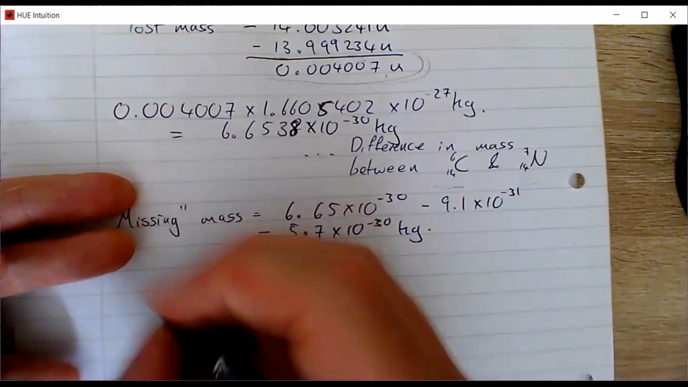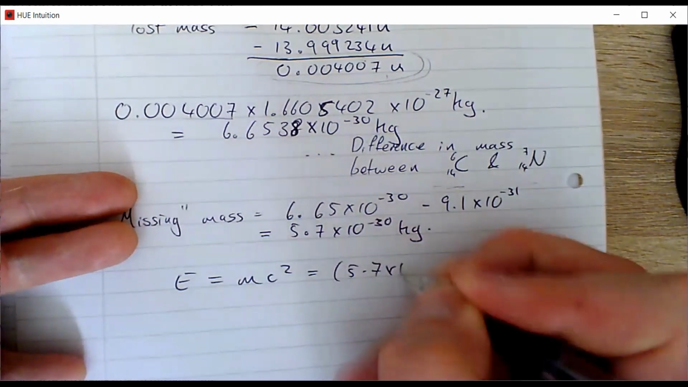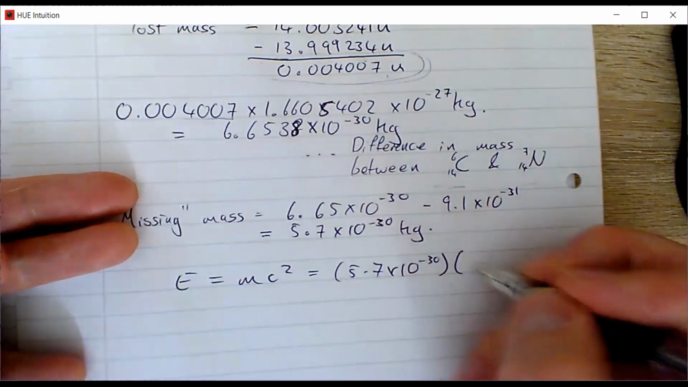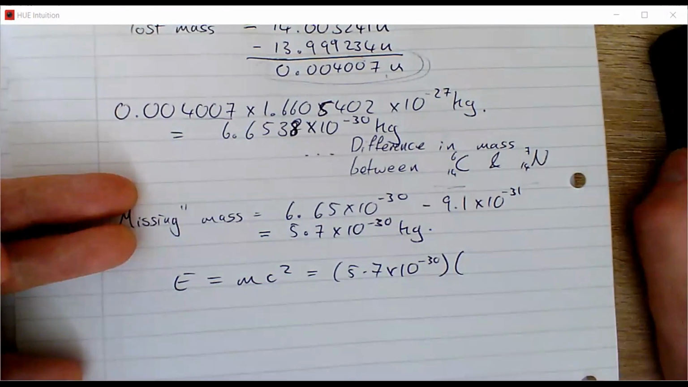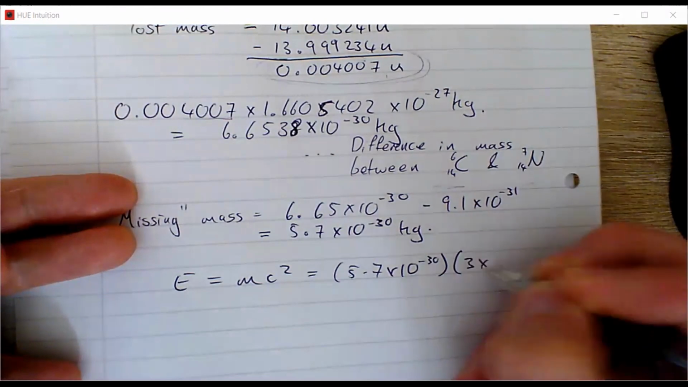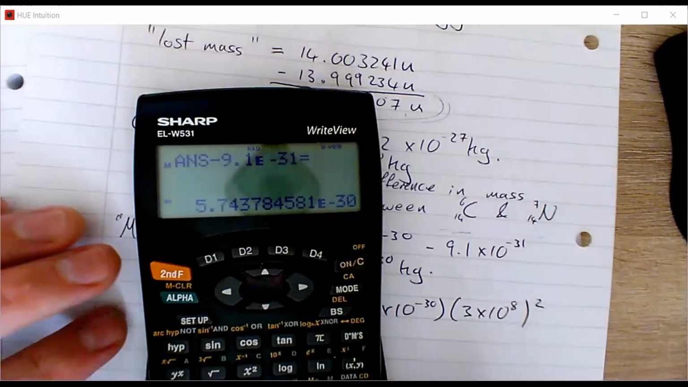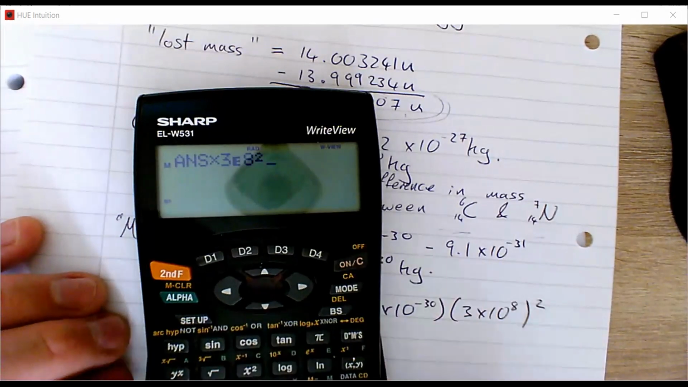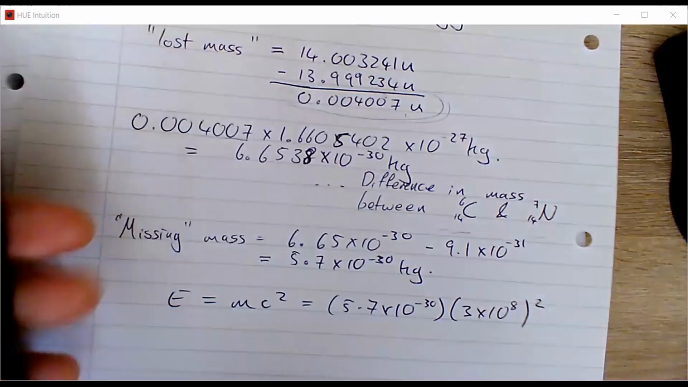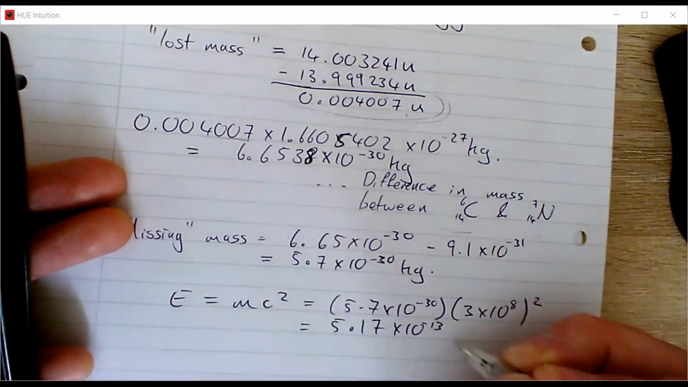And we can work out the energy released then using E equals mc squared. So that's our missing mass, 5.7 times 10 to the minus 30, times our speed of light, which is given in this, I think, as 3 times 10 to the 8. They haven't asked us to work any more accurately, so I'll stick with that, squared. E equals mc squared. So I'll take that, multiply it by 3 times 10 to the 8 squared, and I get 5.17 times 10 to the minus 13 joules.